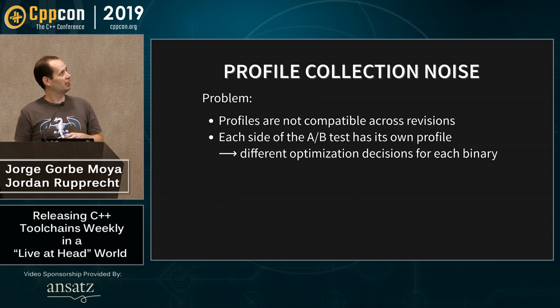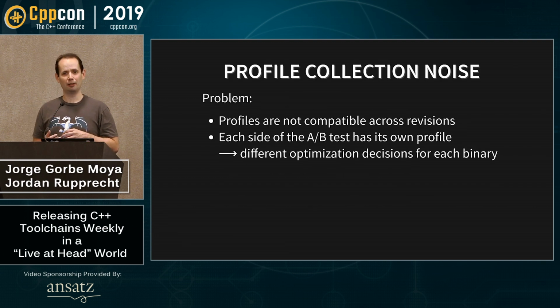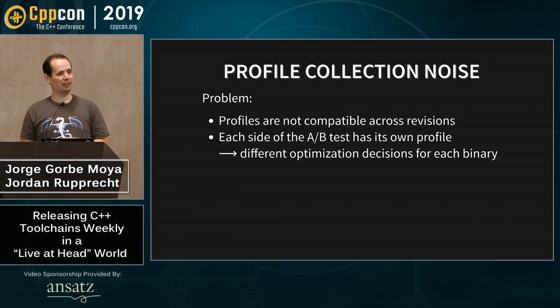And the problem we've seen here is that profiles are not necessarily compatible at two different revisions. So we actually have to do the same thing twice. We build twice, collect two different profiles, build it again, and at this moment, because we have two different profiles, we can have different optimization decisions made for each binary. And the moment you get there, you will have performance differences baked into the binaries. And no increasing the number of iterations will save you here.